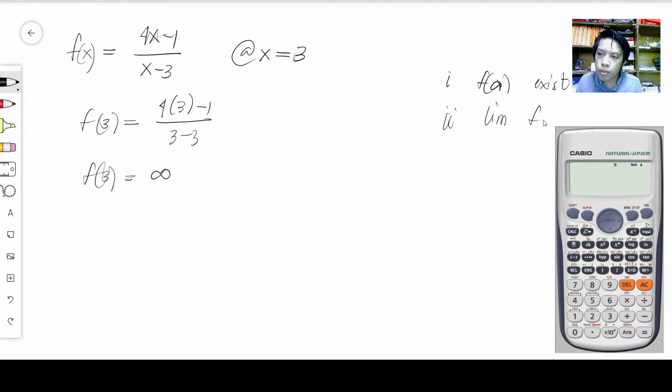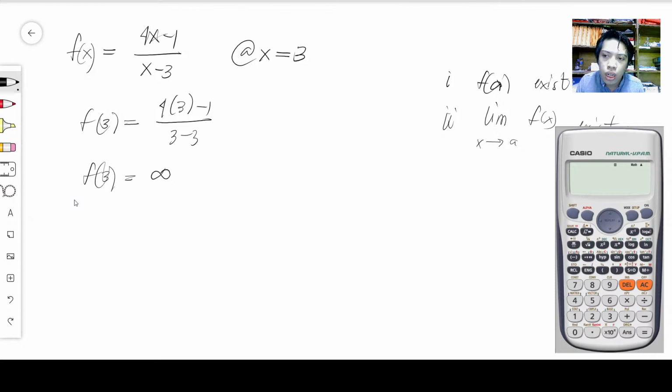That is the limit of f of x as x approaches a shall also exist. Okay, so we now know that this function is discontinuous. Now we are trying to find out what type of discontinuity this function has. Okay, so let us try this second criteria: the limit of f of x as x approaches a exists.